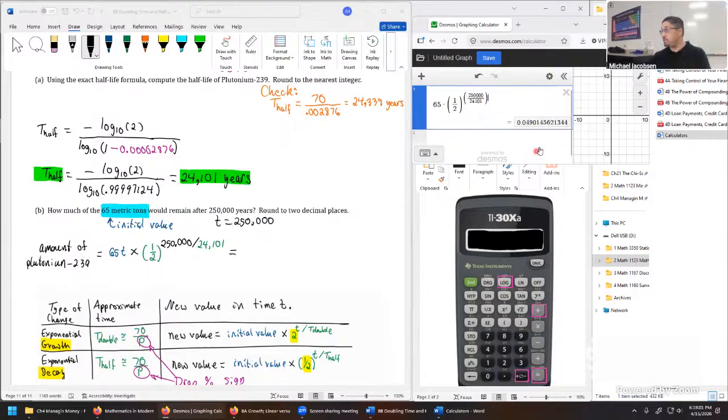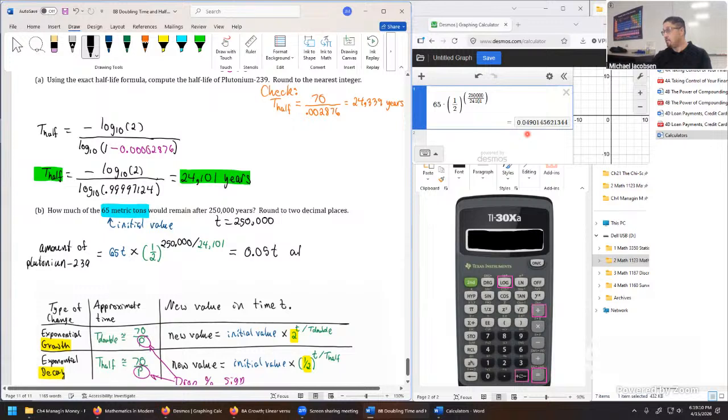We're rounding to 2 decimal places, so this is going to be 0.05 rounding up tons after 250,000 years. So that's our conclusion on that one.